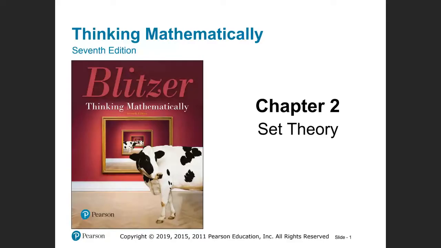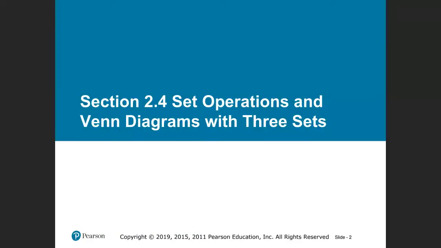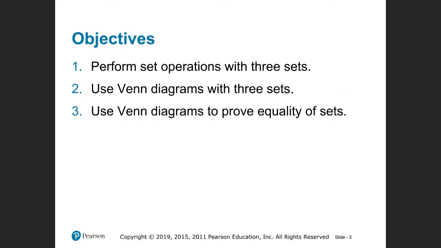During this course, we're going to offer some short sessions on certain sections of the book that can be a little confusing for students. The first one we're going to look at is in Chapter 2, Set Theory, Section 2.4, Set Operations and Venn Diagrams with Three Sets. The objectives of this section are to perform set operations with three sets, to use Venn diagrams with three sets, and to use Venn diagrams to prove equality of sets.